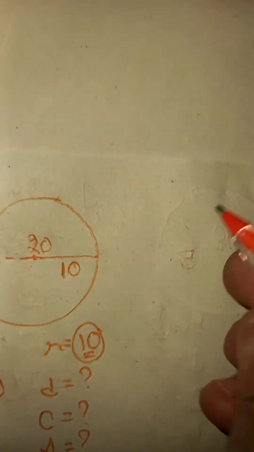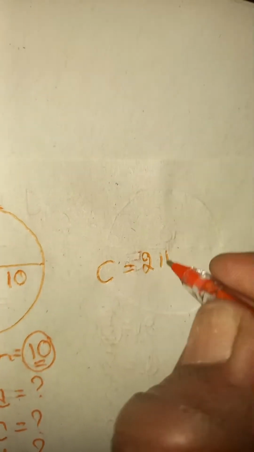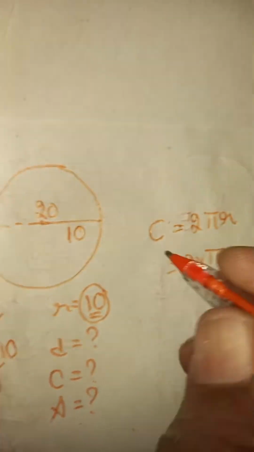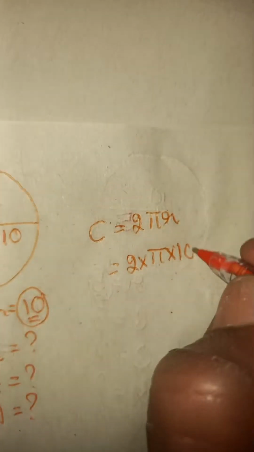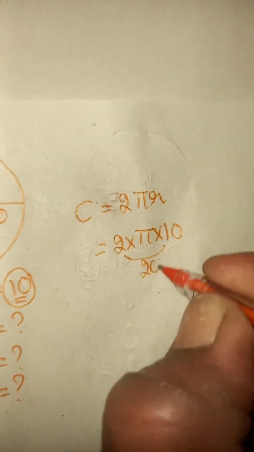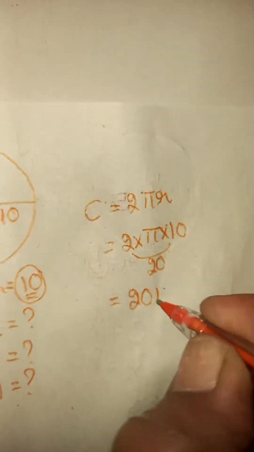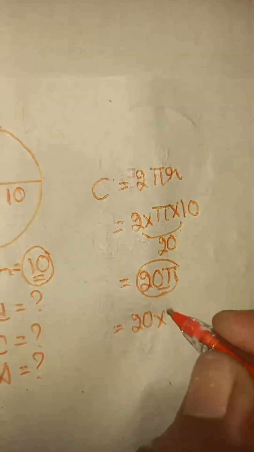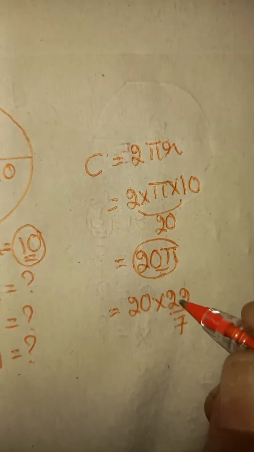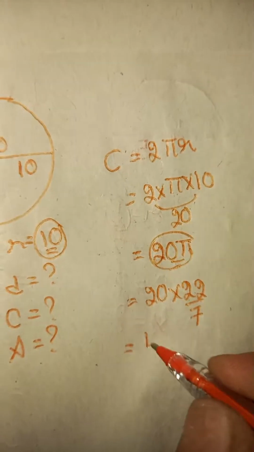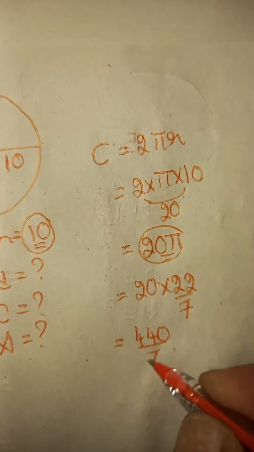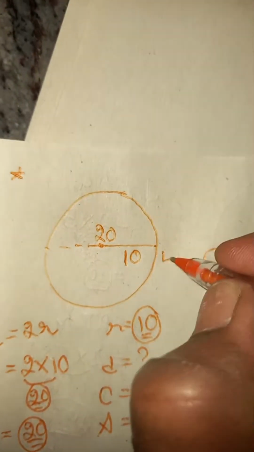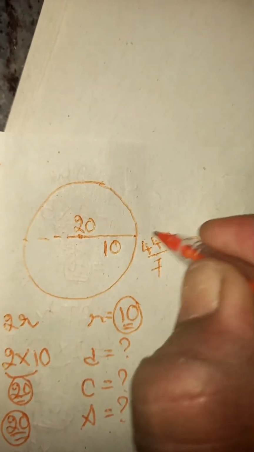Now let's find the circumference. You can write circumference equal to 2 pi r. Here you get 2 times pi times the radius, which is 10 units. 10 times 2 is 20. So you get 20 pi units. Now you write it as 20 times 22 by 7. 22 times 2 is 44, so 440 by 7 units. This is the circumference, which is 440 by 7 units.